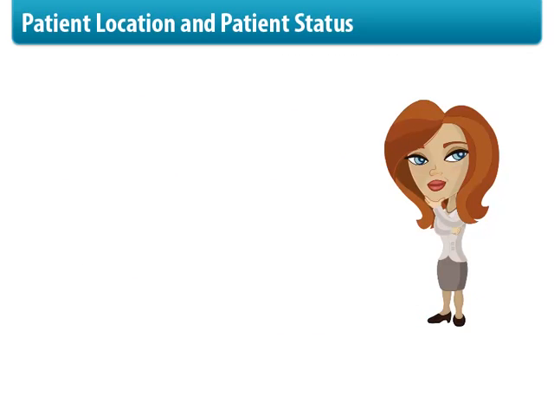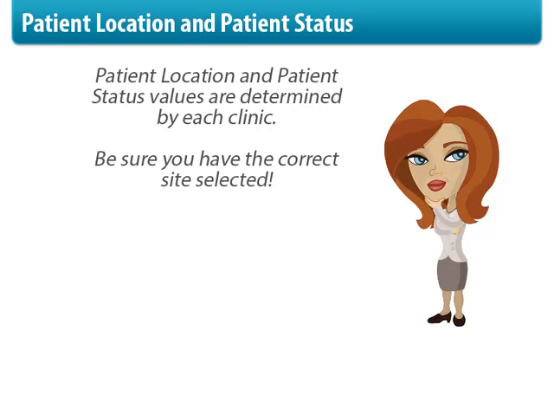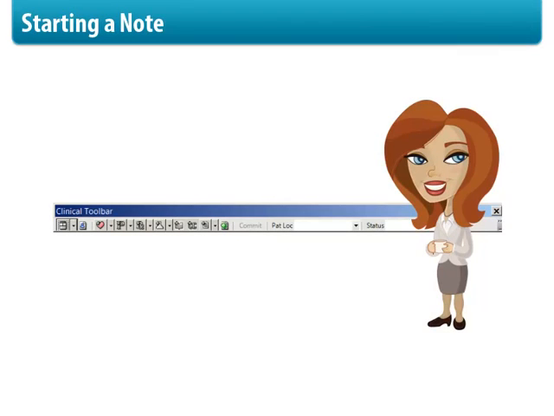The values available in the patient location and patient status drop-downs are determined by each clinic. Therefore, you will see the values in these drop-downs that have been selected by the clinic chosen as your site. This is one of the reasons it's important to be sure that your site is correct. Changing your site was covered in the first chapter of this video. The piece of paper with a plus sign next to it on the clinical toolbar is where you will go to start your note. We will discuss the details of starting a note in the next video.